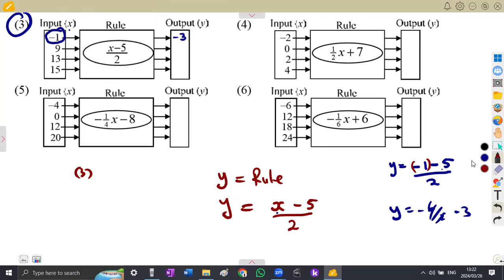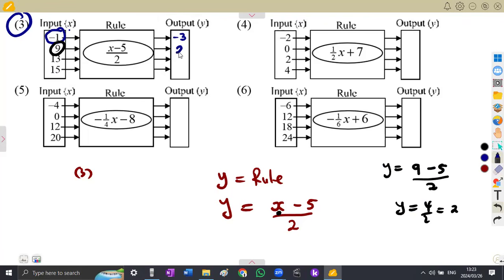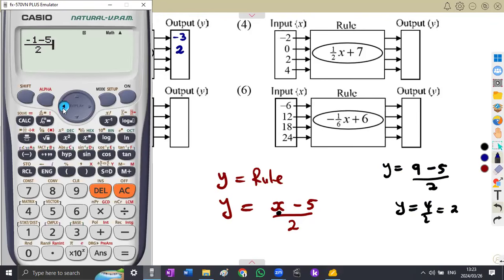All right, so the same condition: when x is 9, y is going to be, in place of x, you substitute 9 minus 5, everything over 2. So y is 9 minus 5, which is 4, over 2, and 4 over 2 is what? Is 2. So y at that moment corresponds to 2. On your calculator, again, you can simply delete the minus 1 and put a 9 there. So that is 9 minus 5 over 2, which is 2. That's how you simplify these ones.